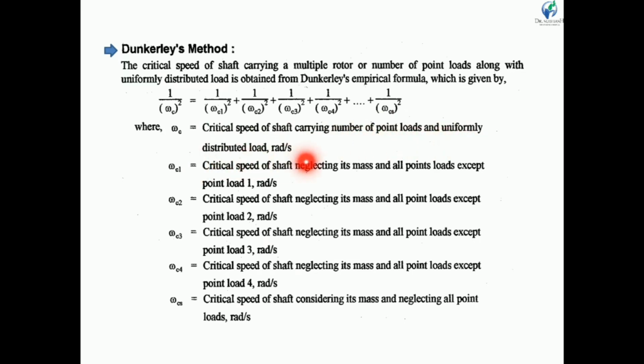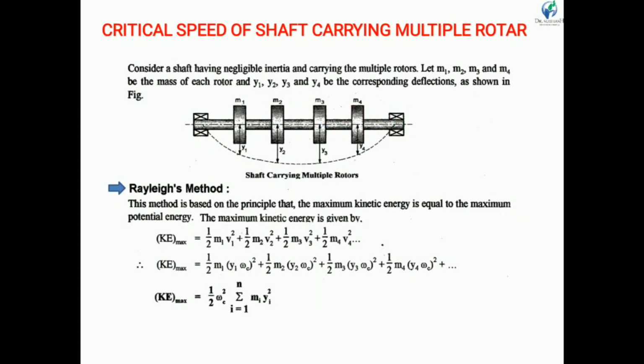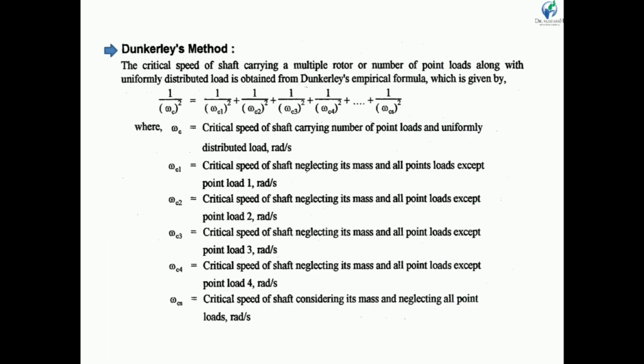So now in this case we have considered the rotors. Because of the mass of the rotor, some load is acting on the shaft. If we consider this is a rotor and these are the masses, then because of m1 mass, some force m1 g1 is acting here, m2 g2 is the force acting here, m3 g3 is the force acting here, and m4 g4 is the force acting here. So we can consider a uniformly distributed load.